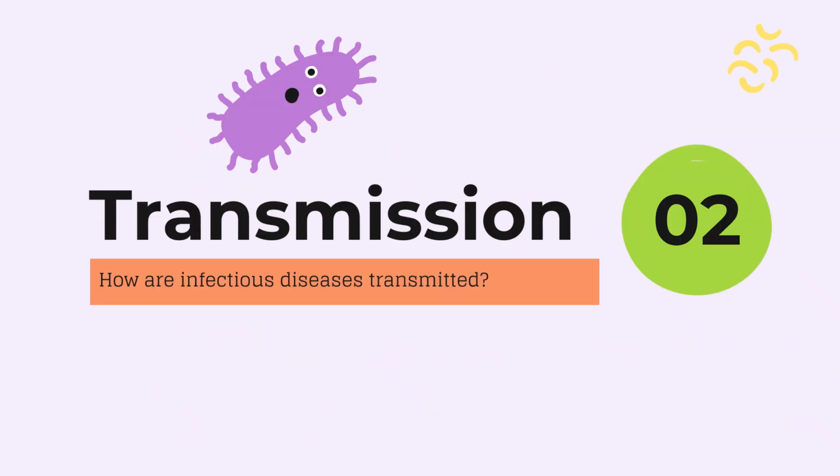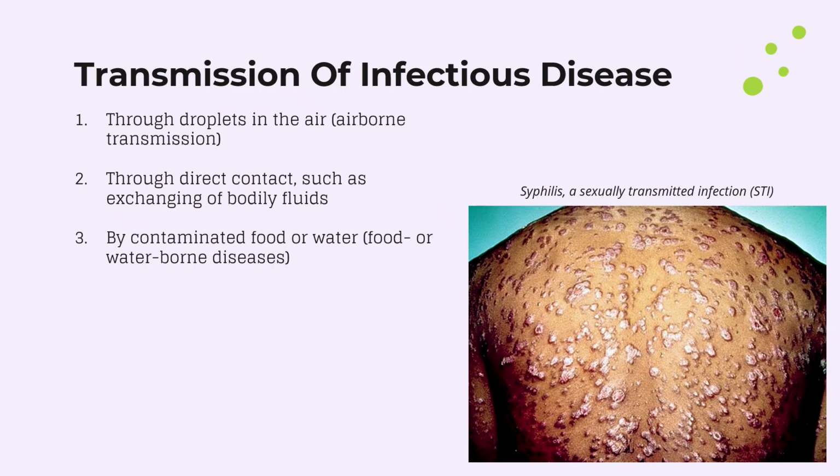So let's move on to part 2, which is transmission modes. How are infectious diseases transmitted? There are three general ways. Number one is through airborne transmission, which is through droplets in the air. Number two is through direct contact, such as exchanging of bodily fluids. And number three is through contamination of food and water, or what we call food or waterborne diseases. So these are the three major modes of transmission. I will elaborate on them in the next few slides.